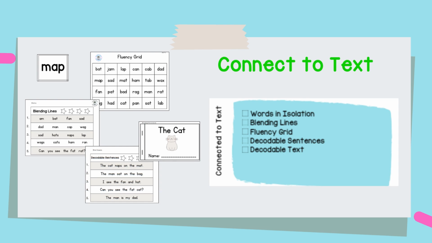I have fluency grids, I have decodable sentences, and then I have a decodable text. And that decodable text comes in a mini book, and it also comes in a single sheet of paper too. So you can choose to make it into a book or just a one sheeter. But like I said, I will go more into detail of how I can scaffold to get to that decodable text with students in Module 7.